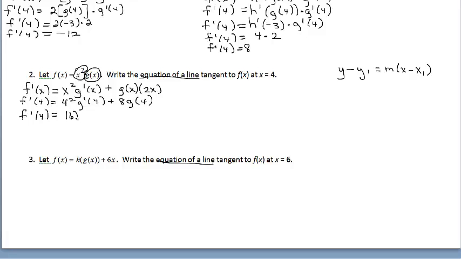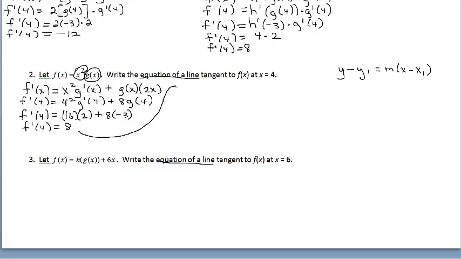Alright, so we've got 16. G prime of 4, you'd think I'd have that memorized by now. G prime of 4 is 2 plus 8 times g of 4, which is -3. So this is going to be 32 minus 24, which is 8. Yep. So the slope, because remember that's what this notation means, the slope, or the m value that we're going to put in here, is 8.